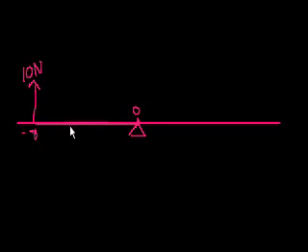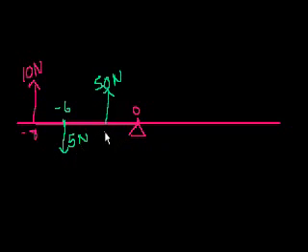Let's say that I have another force going down at 5 newtons, and let's say its x-coordinate is minus 6. And let's say I have another force that's going up here, and it is 50 newtons. This might get complicated. 50 newtons, and it's at minus 2. So this distance right here is 2, right?